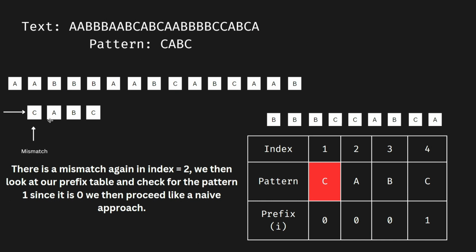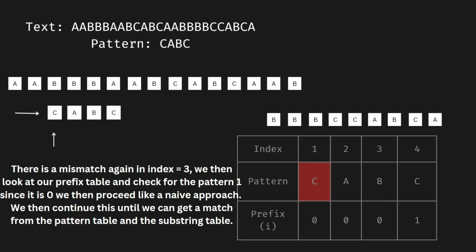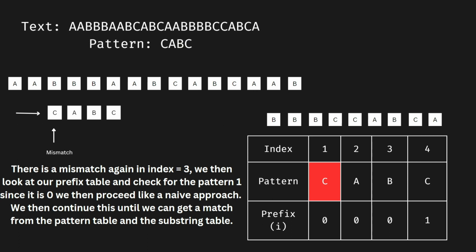So once again, there's a mismatch in index 2. We then have to look at our prefix table and check again for the pattern, which is pattern 1. And since it is 0 once again, we have to go to the next one. There is a mismatch again in index 3. We look at our prefix table once again and check for the pattern. Since it's 0 again, we proceed like a naive approach, and continue this until we get a match between the pattern and the substring.